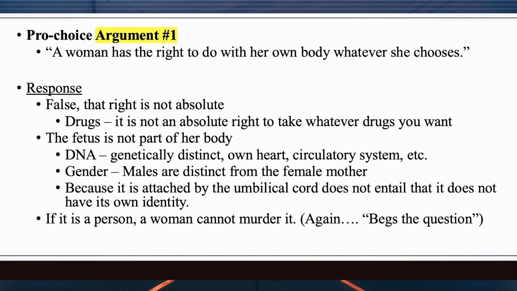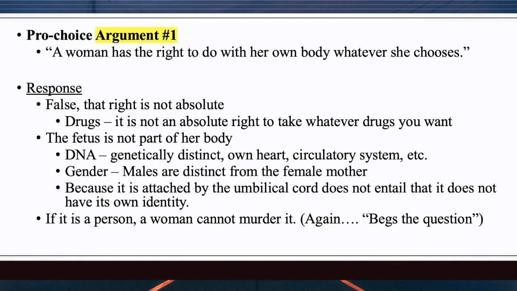So let's look at just the situation or the example with drugs. Okay, it is not an absolute right to take whatever drugs you want. There's different levels of drugs. You can go into the drugstore and you can buy over-the-counter drugs that is just like aspirin or whatever it is, and you can just go buy it. But then there's other drugs that are going to be prescribed by a doctor. And so you don't just go in and just take whatever drugs you want. And then you can talk about illegal drugs, which are illegal, obviously, against the law. So you don't have an absolute right to take whatever drugs you want.